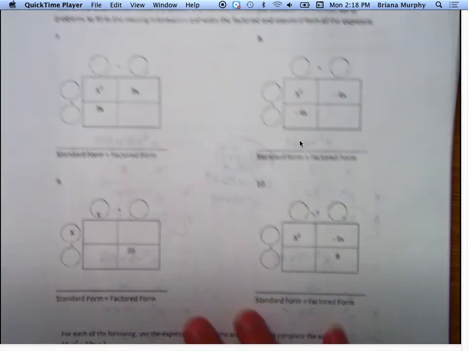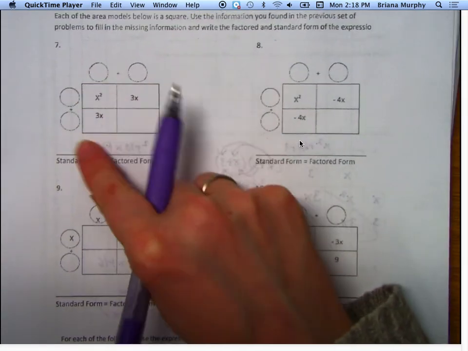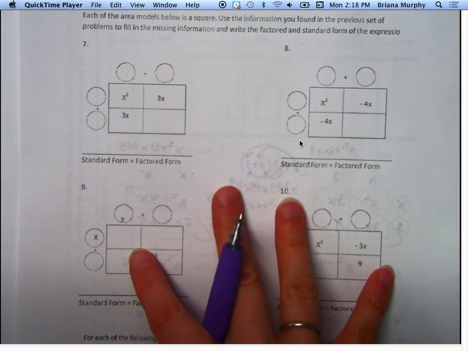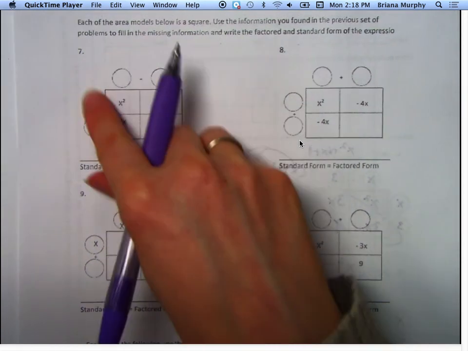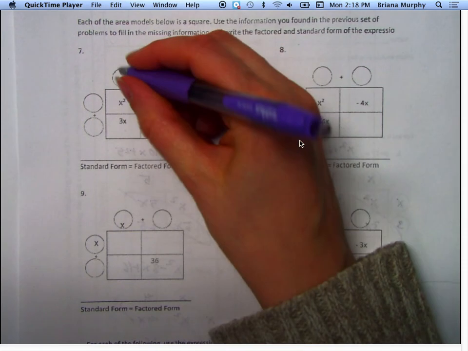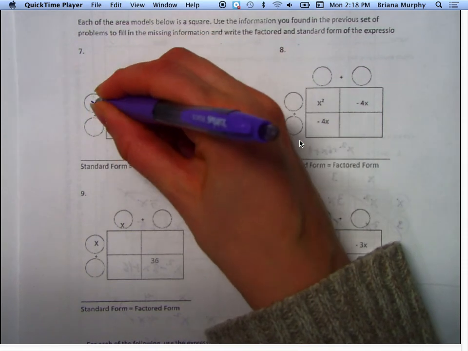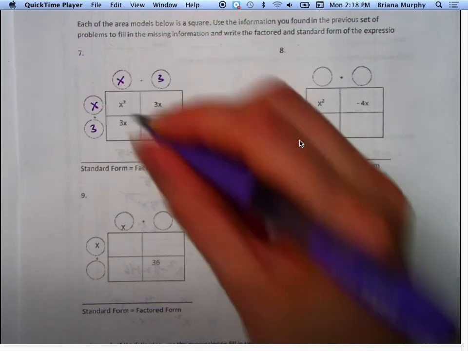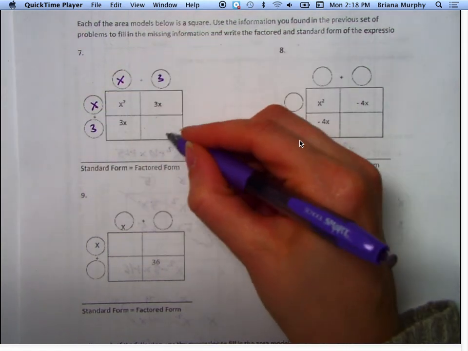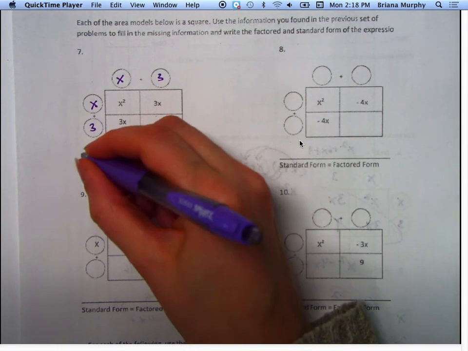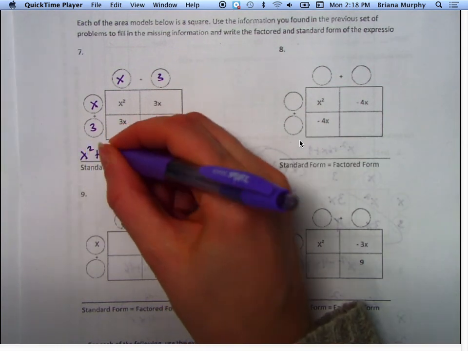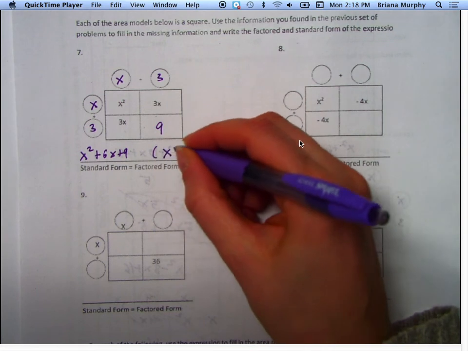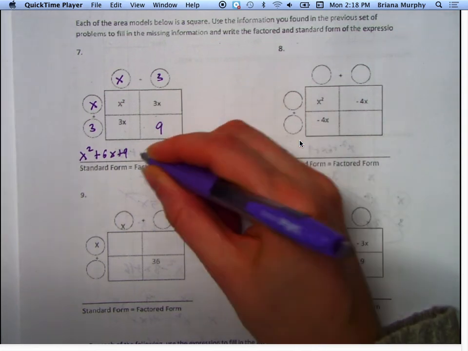All right. So here we've got x squared, 3x, and we want our standard form and our factored form. So what would this have to be? If this is x squared, this is 3x, and this is 3x, we understand that both of these have to be x, right? What do both of these have to be? 3. And what would I get right here? 9. So I'd get x squared plus 6x plus 9, and my factored form would be x plus 3 squared, right? Those are equal to each other.